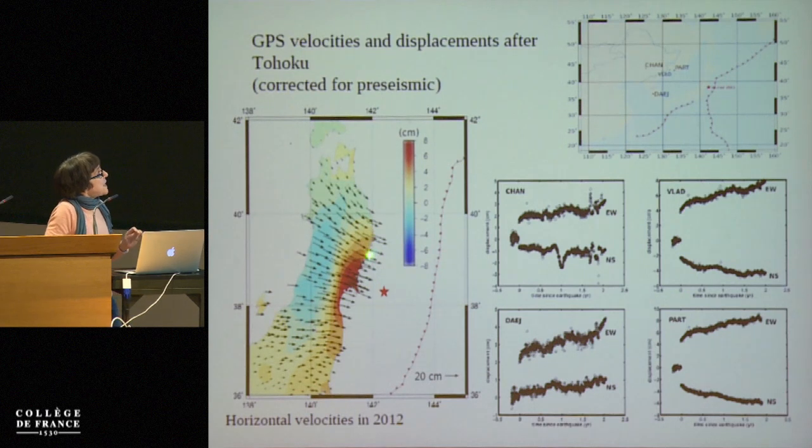I forgot to tell you also to speak about the vertical velocities. You see that here you have uplift after the earthquake, and there you get subsidence.